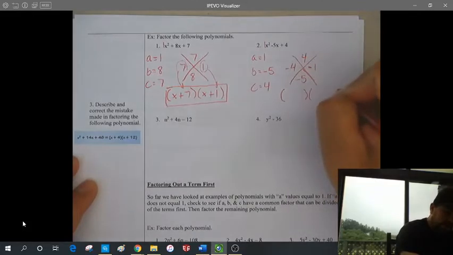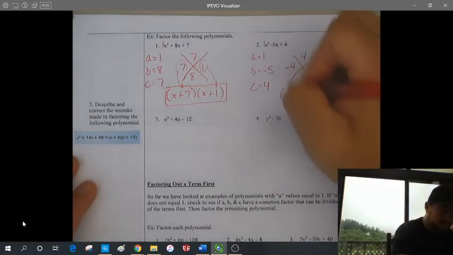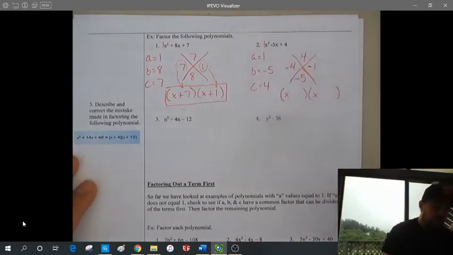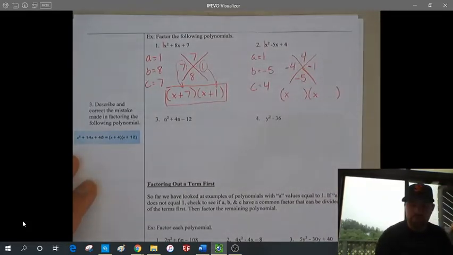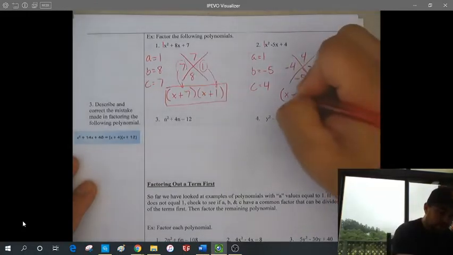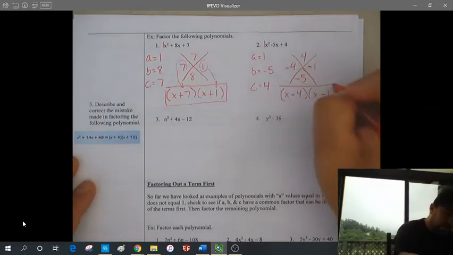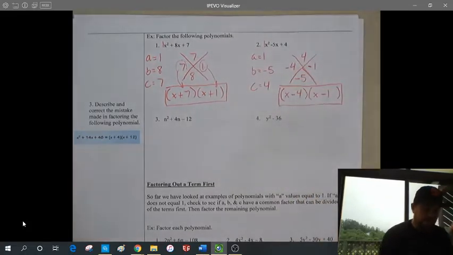Now, write that as a product of my two binomial factors. Again, x was my variable in my trinomial, so I will use x at the beginning of each. And then since it was negative 4, I do minus 4, and negative 1, I do minus 1. And there are my binomial factors.